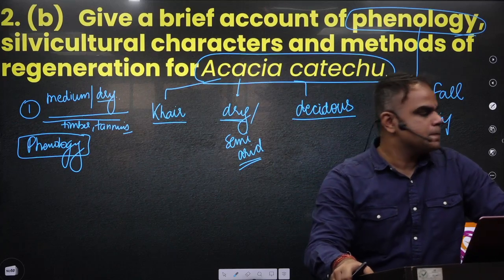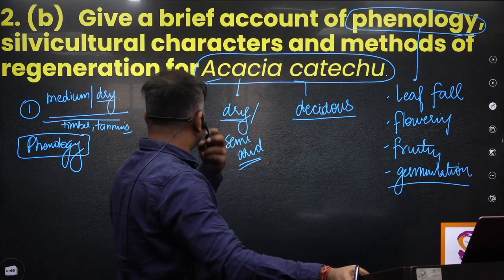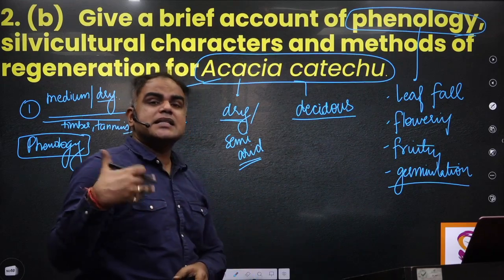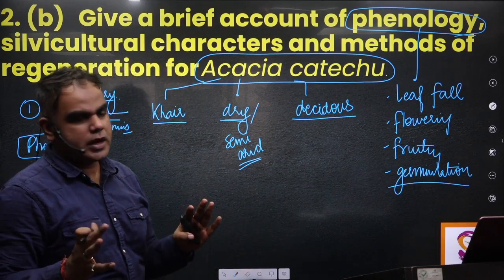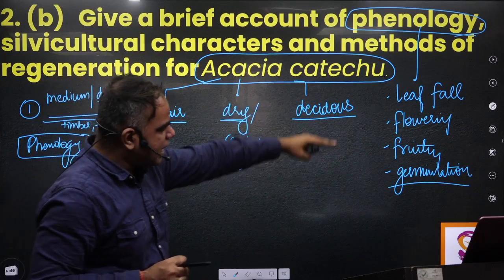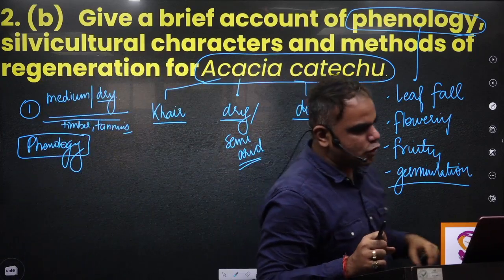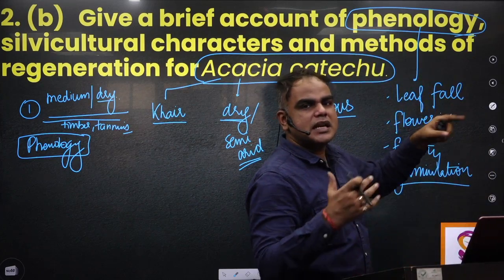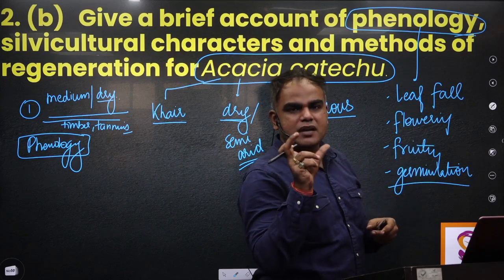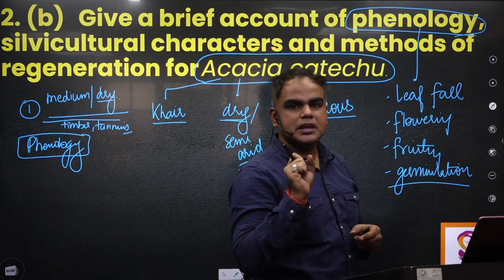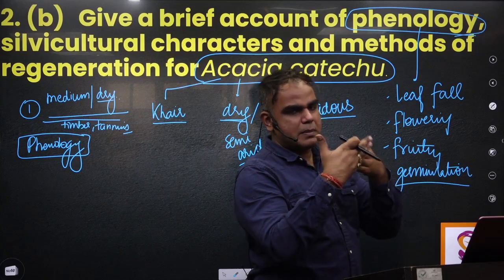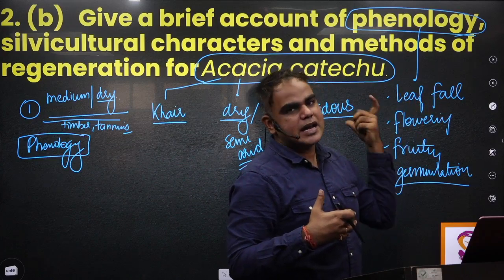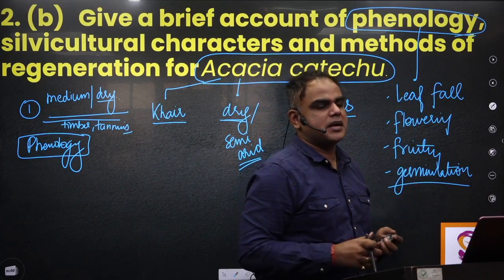Okay. Now phenology, you don't have to tell the examiner what phenology is, they know, okay. We will write it in these four elements. What happens? Leaf fall is known as leaf shedding. The leaf shedding will happen in the dry season, okay. So from February to March or parts of April, the leaf is going to fall in Acacia catechu. That's the first part.